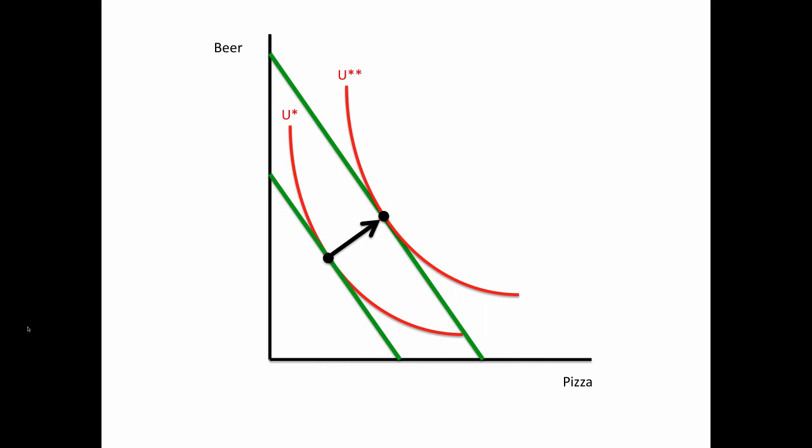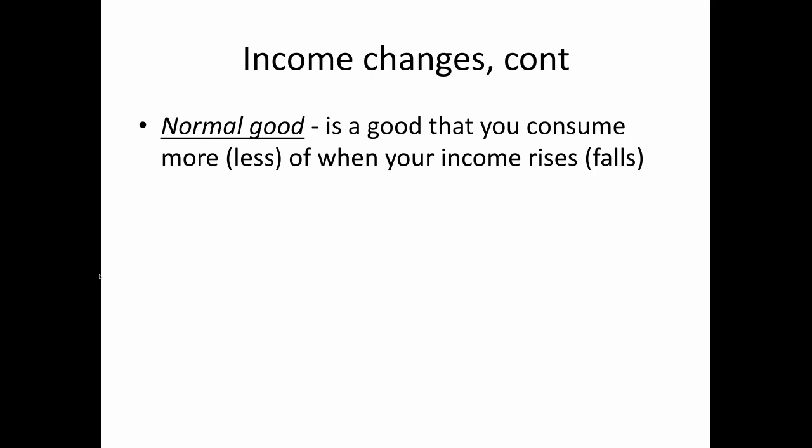We know they've got a higher level of utility because they're on an indifference curve that's moved further away from the origin, and they've also increased consumption of both pizza and beer. That's very useful, but it doesn't help us understand how the demand curve might change when income changes. To get at that, we need to understand the nature of the goods we're dealing with as income changes. In particular, we need to understand whether the goods are what we would call a normal good, or an inferior good.